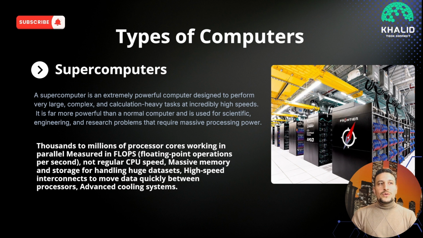They are used for specific tasks that we will talk about in the next slide, but they work in parallel, which means combined, and the measurement is in flops, which means thousands to millions of processor cores working together, not like a regular CPU. They have massive memory and massive storage to handle huge data sets. They also have very high speed interconnects to move the data quickly between processors, and advanced cooling systems.